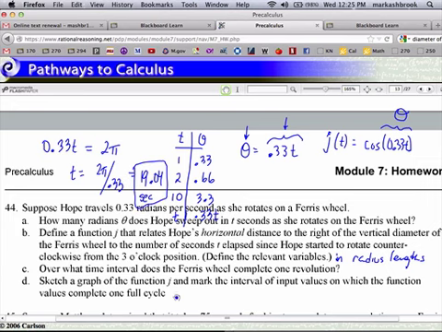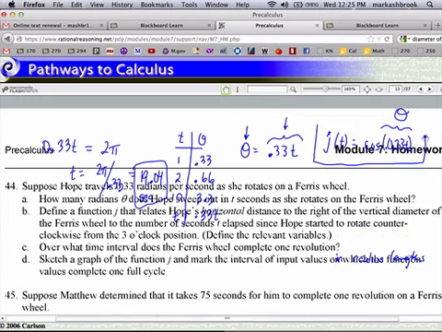Okay, sketch the graph of the function j and mark the interval of input values on which the function completes one full cycle. Okay, good exercise. Let's do that. I got some room here. So this is the function that we're graphing, right? And we know that it takes 19.04.